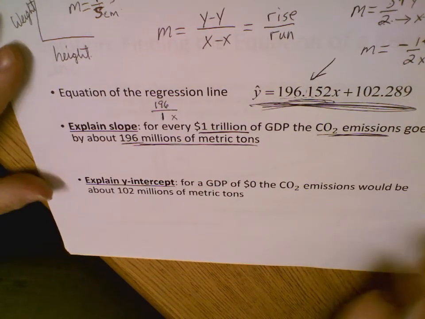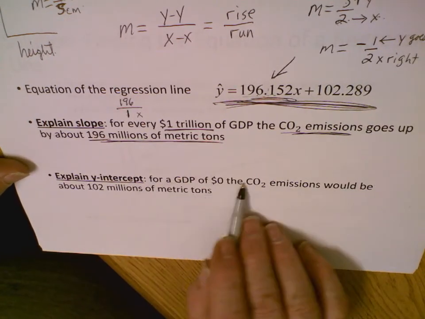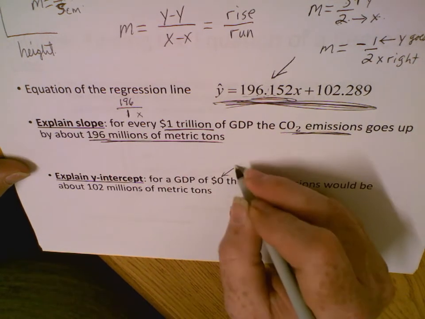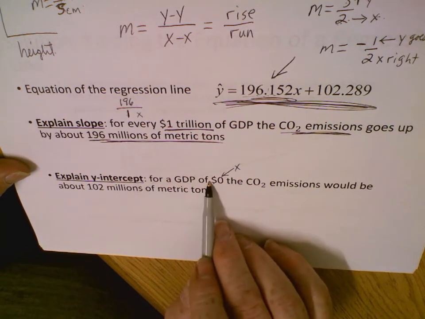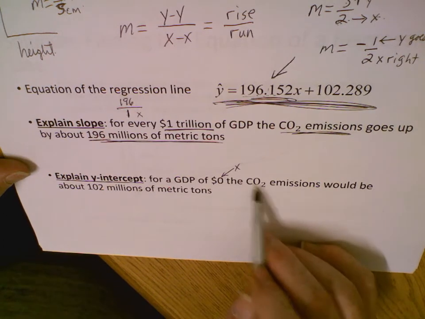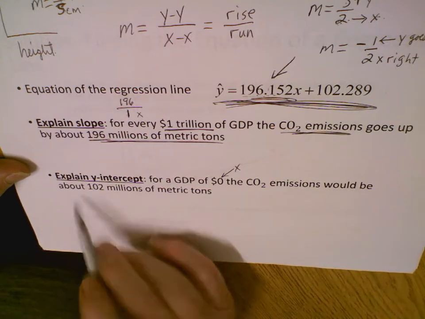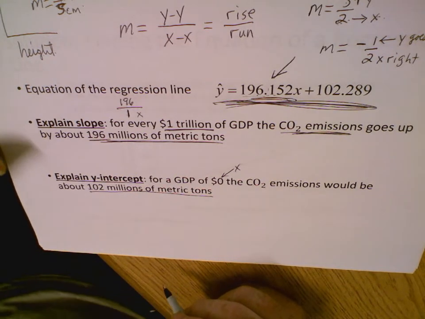Now the y-intercept is where our x is 0. That's where it crosses the y-axis. So we're saying if the GDP of that country or city or whatever is 0, then the CO2 emissions for that country would be about 102 million metric tons.